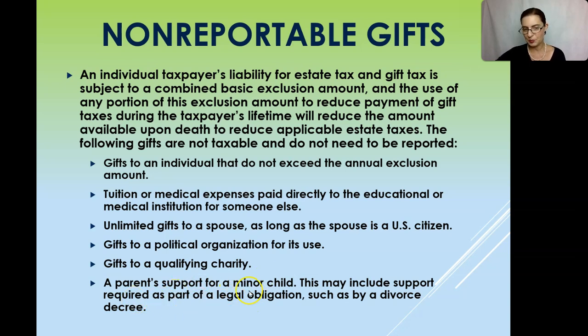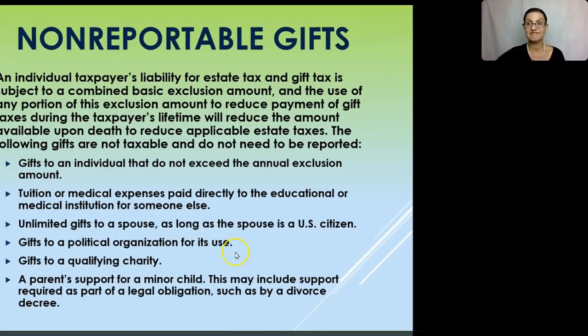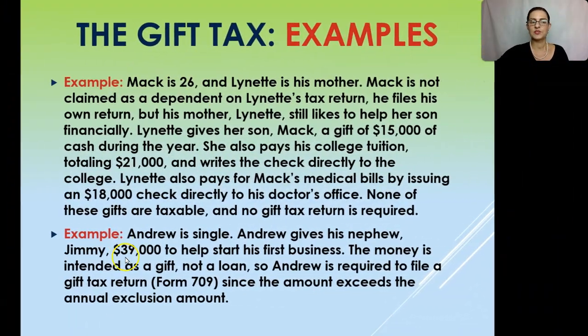So a parent's support for a minor child, that's also not considered a reportable gift. Whether it's required as part of a legal obligation, like by a divorce decree if it's mandated, or even if you're just supporting your own child, and it's not part of a divorce decree, a parent's support for a minor child doesn't have to be reported on the Form 709. But like I said, the code doesn't give us any guidance on what you have to do once the child turns 18. The gift tax examples.